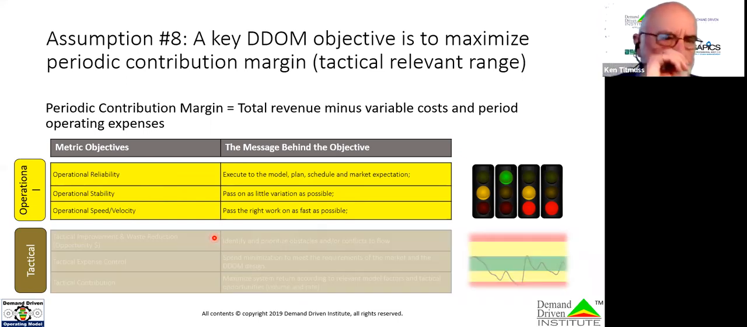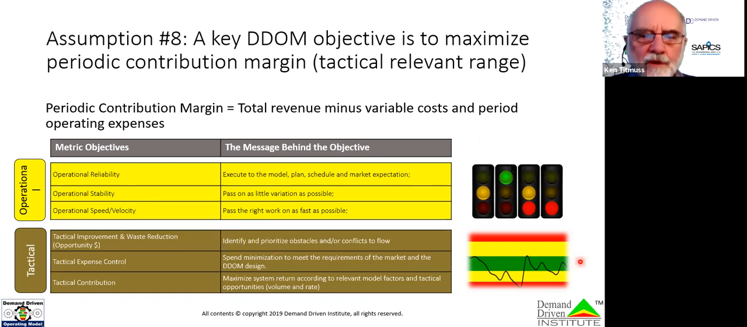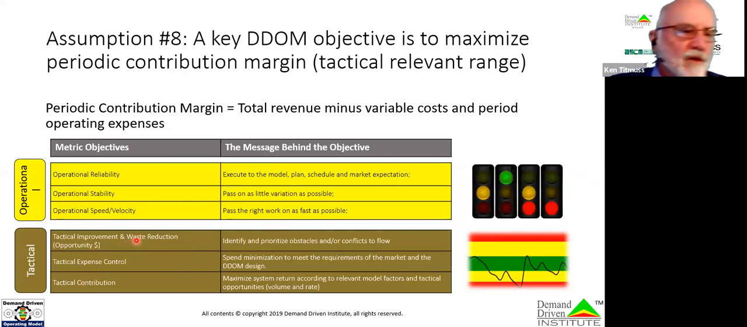But then that brings us down to the tactical measurements we're looking at. Here we're looking really at processes. And we can see this process is not really working very nicely. It's a bit on the low side. And so we want to be looking at some tactical operations metrics. So we've got tactical improvement and waste reduction.